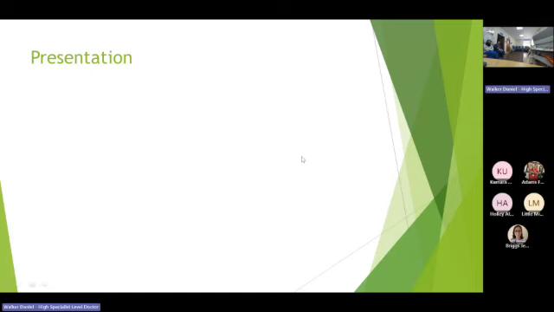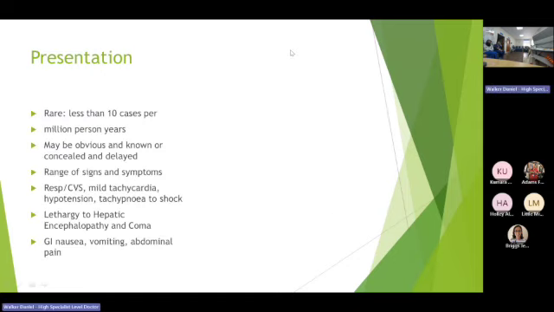So, presentation of liver failure. It is rare, less than 10 cases per million person years, which is essentially the number of cases per year over the total population and the years of exposure. It's a strange way of presenting it, but it is quite rare, which is why we have so few tertiary liver centres.